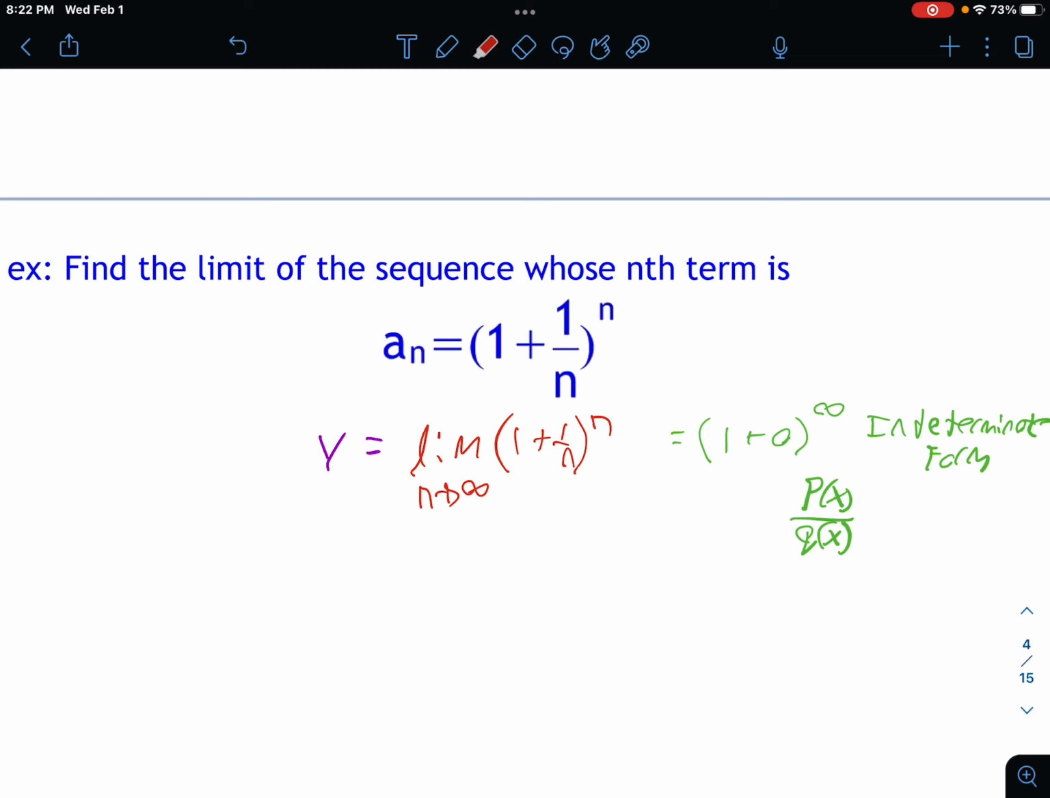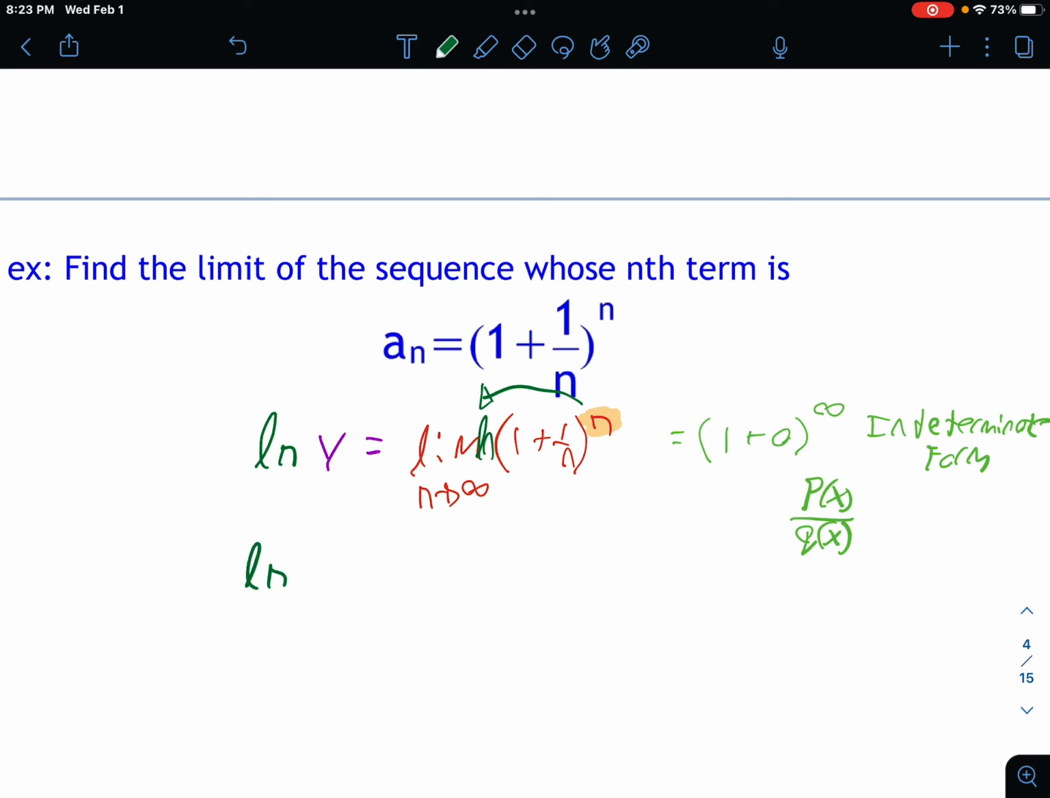And what you guys might notice up here on the top is we have an exponent. This exponent needs to come down because I need it to be of the form P of x divided by Q of x, or else I can't perform L'Hopital's rule. So what we did in class is we decided to take the ln of each side of this function. The limit part does not matter when we're working with this.